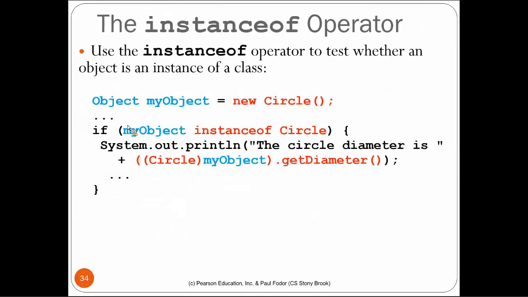The instanceof operator tests whether an object is an instance of a class. For instance, if my object is a new circle, but my object is of the parent type object, if we want to call any method of circle, we should first check if my object is a circle, because my object has the parent type object, not circle. So we check if my object is instanceof circle. If it is, then we cast my object to a circle. We do the same casting that we had before, and then we get the diameter of that specific circle.